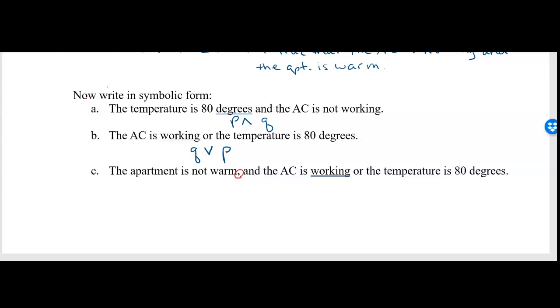So let me show you. The apartment is not warm. That would be not R. And the AC, so now I'm going to do my parentheses. The AC is working. That would be not Q, because remember, Q was not working. Or the temperature is 80 degrees. That's how we would write it. So that comma just lets me know where I need to look for the compound statement to put in parentheses. And then that means this single statement would be by itself.